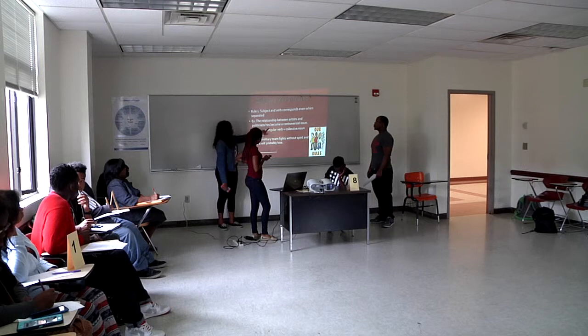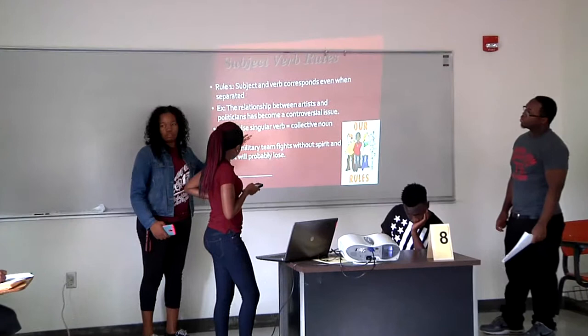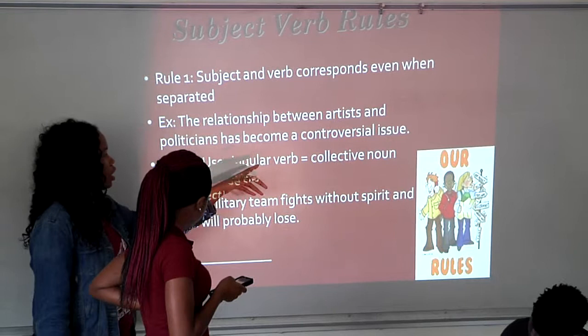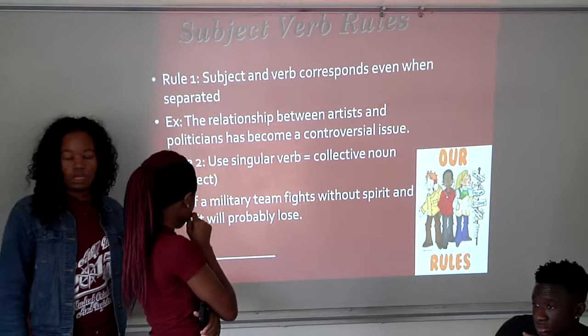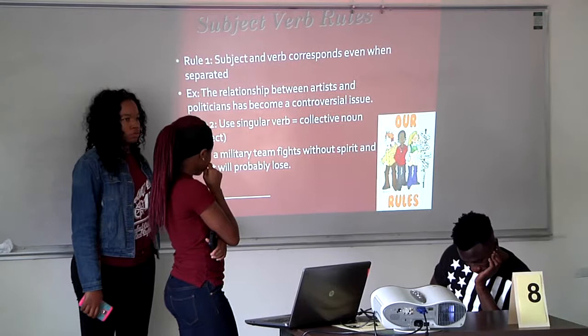Okay, the verb is has, and the subject is relationship. So has is plural because the relationship is singular. No, say it one more time. Okay, in the sentence, the relationship between artists and politicians has become a controversial issue. The sentence is talking about the relationship, and has is the verb. So basically, relationship is singular, right? It's talking about one relationship. So has is going to be singular.